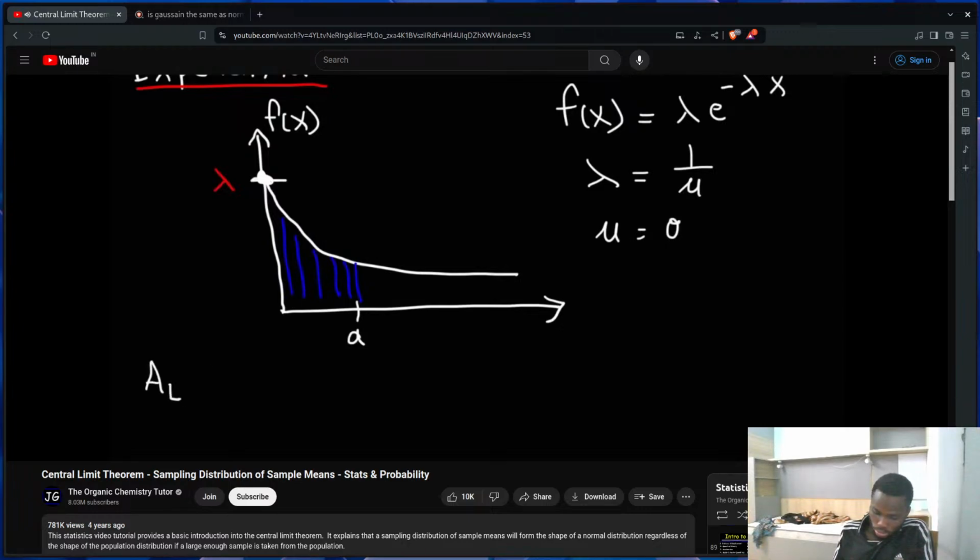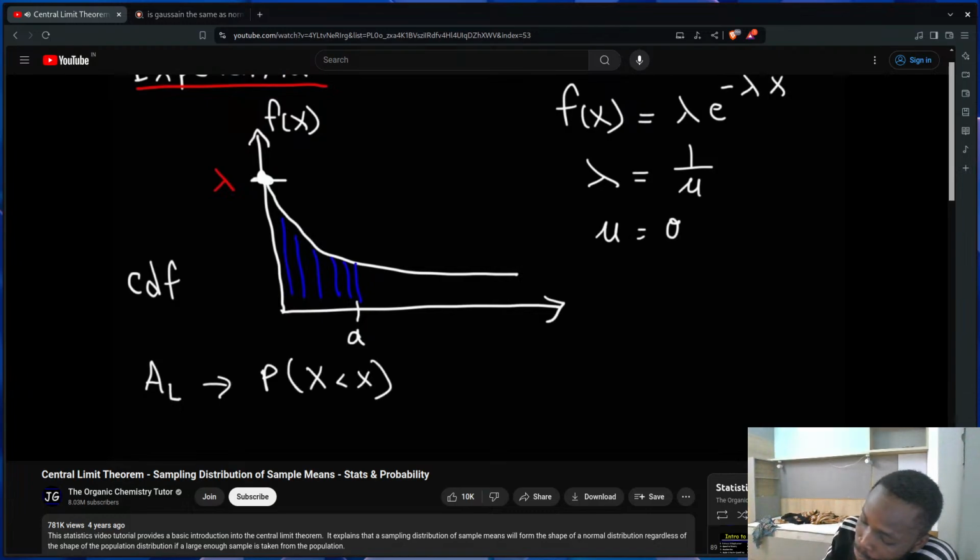The area to the left is also known as the CDF, the cumulative distribution function. In this case, you could use this formula to get it. The probability that x is less than a is equal to 1 minus e raised to the negative lambda times x.